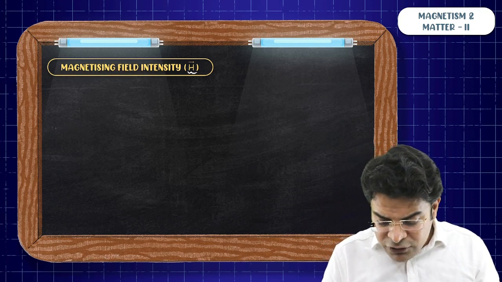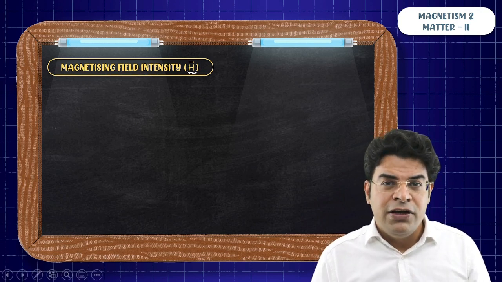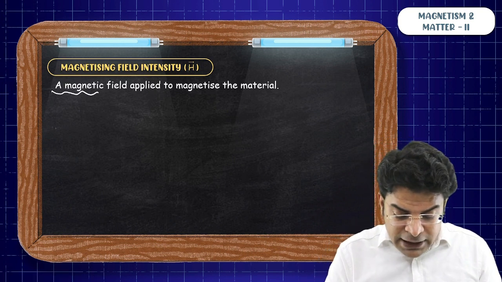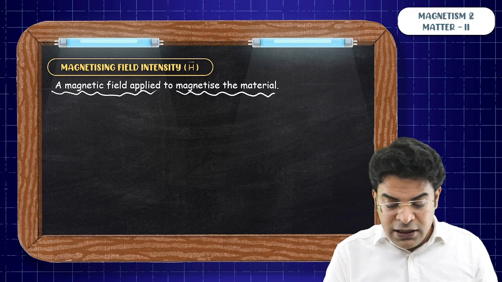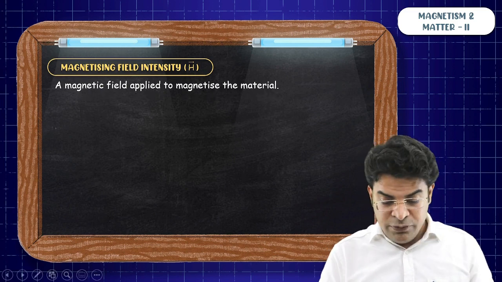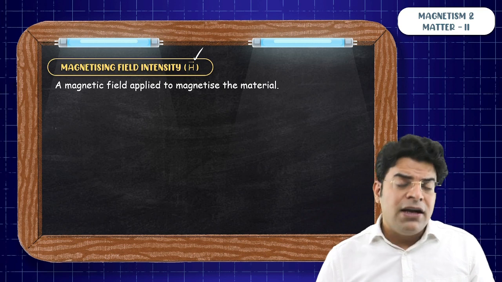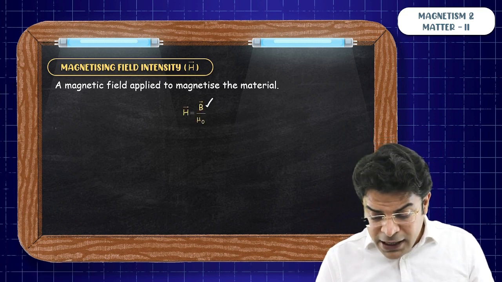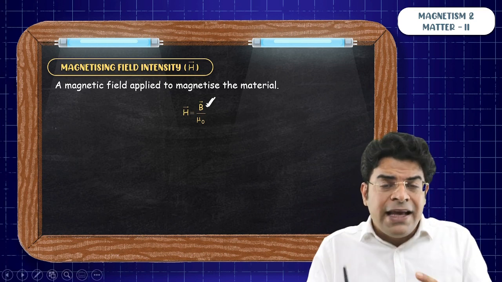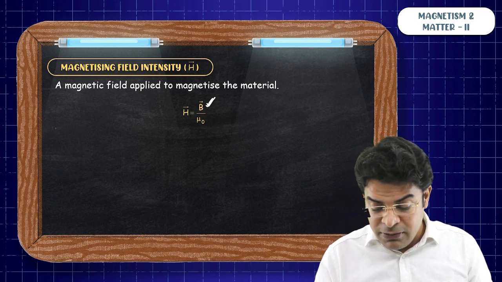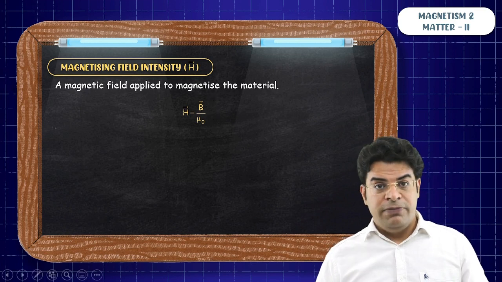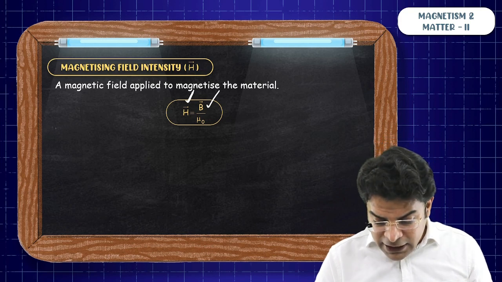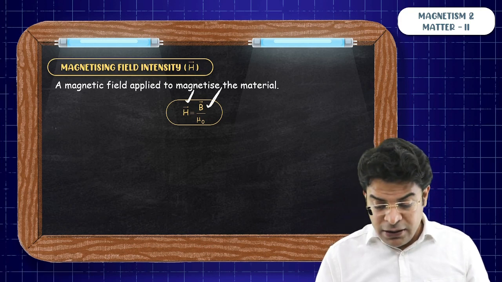But sir, why have you used a different symbol from the magnetic field? Because it's a different quantity. First of all, understand that a magnetic field applied to magnetize the material is called magnetizing field intensity. By the mathematical definition, the magnetizing field intensity is the applied magnetic field, the magnetic field placed to magnetize the substance, divided by the permeability of free space. So, what is the magnetizing field intensity? The applied magnetic field to magnetize the substance divided by mu naught.